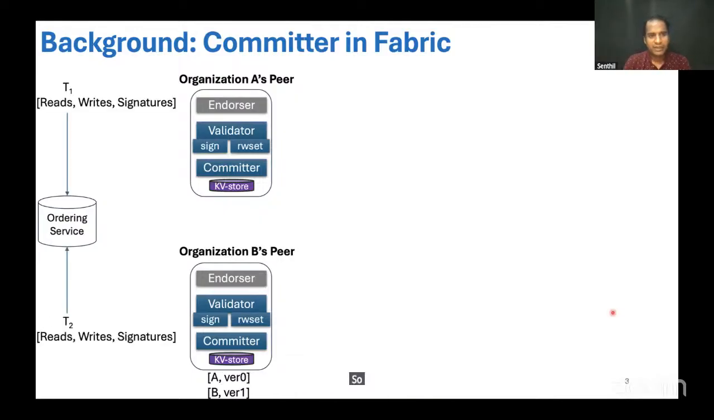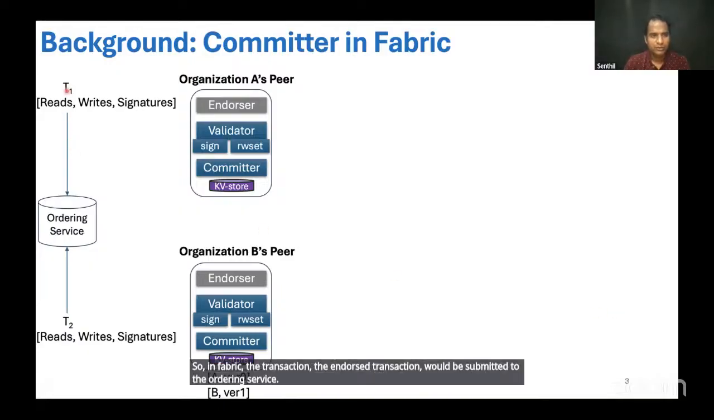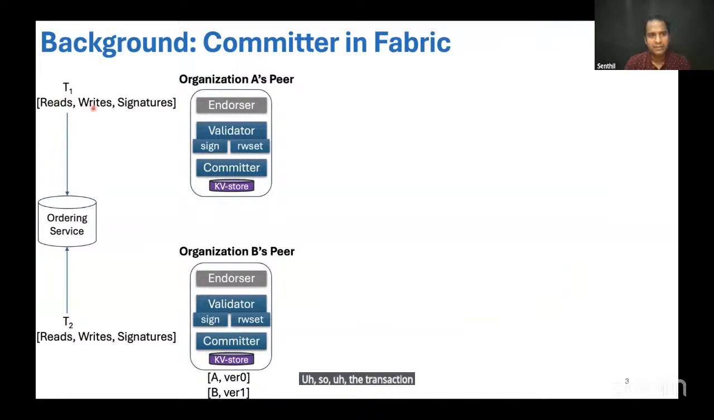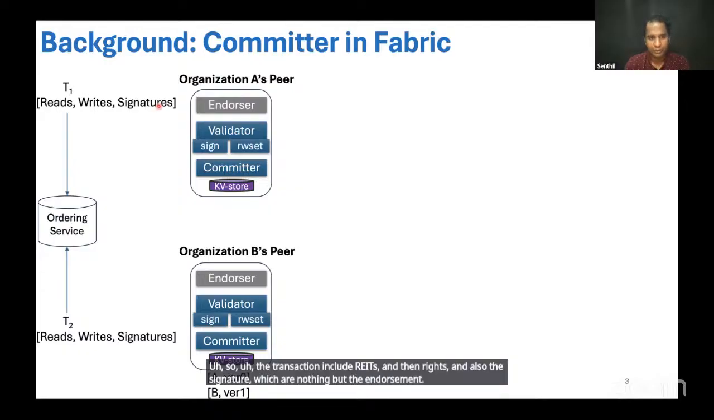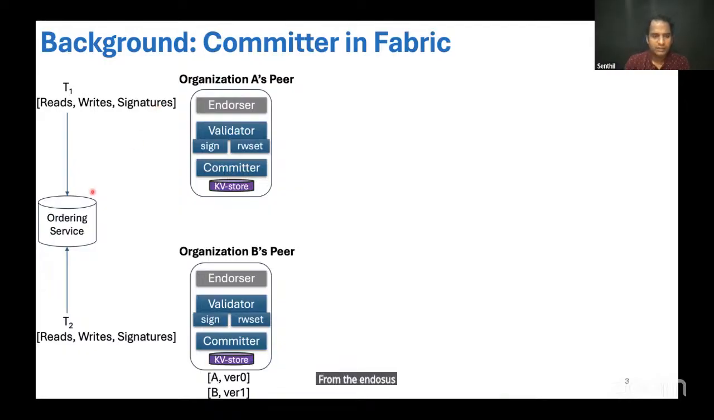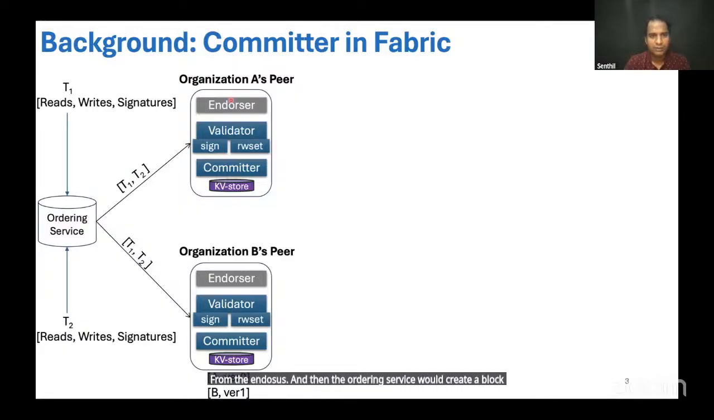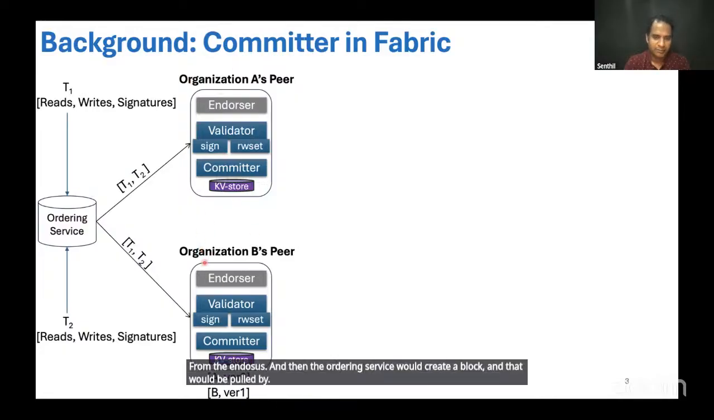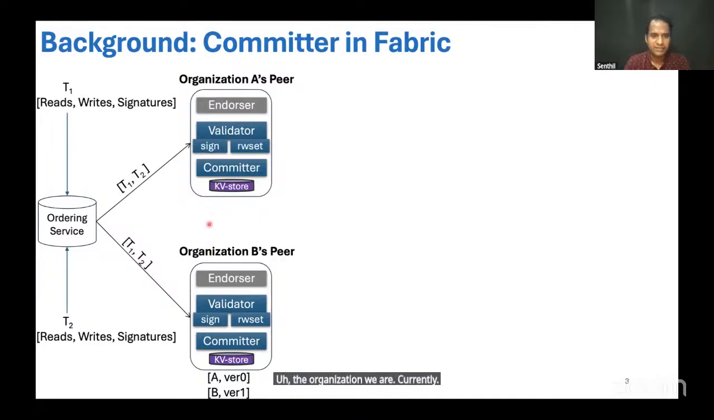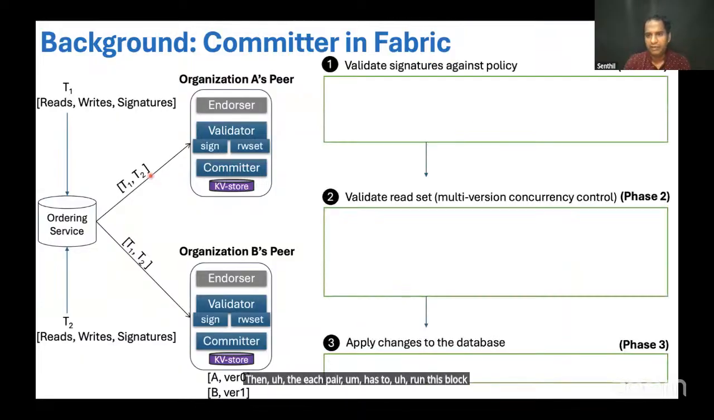In Fabric, the endorsed transaction would be submitted to the ordering service. The transaction includes reads and writes, and also the signature, which is nothing but the endorsement from the endorsers. Then the ordering service would create a block, and that would be pulled by the organization peers. Currently, we have two organizations, and they would be pulling the blocks. Here the block includes transactions T1 and T2. Then each peer has to run this block in 3 phases.